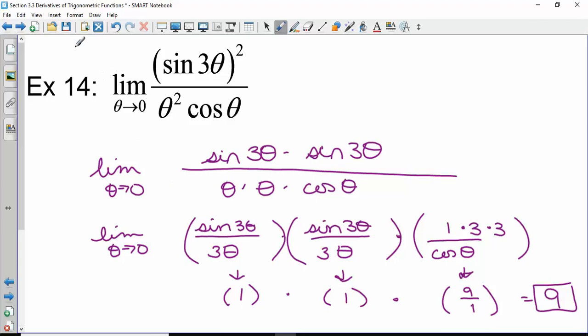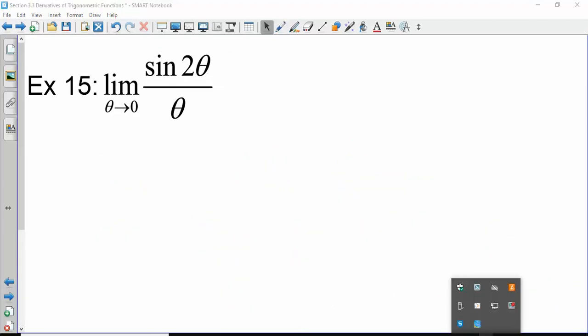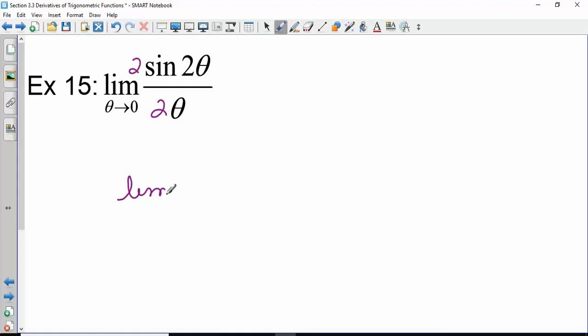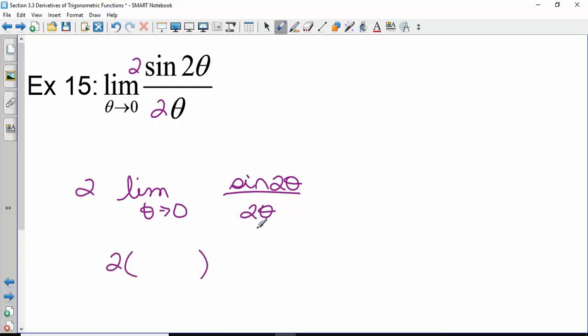I want you guys to try the next one. So what does this one need? 2. I have to put it on top and bottom. So the 2 on the top we don't really want. You can either separate it out to the side, like a 2 over 1 here, or pull it out in front, either way. So then you have a 2 times the limit as theta approaches 0 of sine 2 theta over 2 theta. And this limit would go to 1, so 2 times 1 is 2.